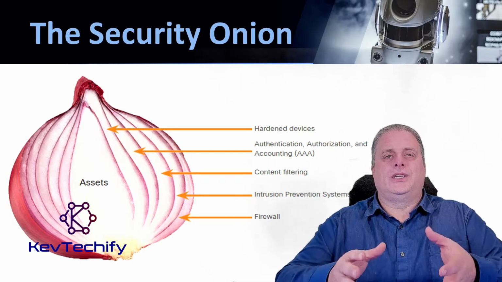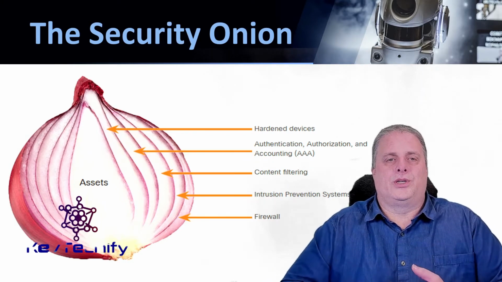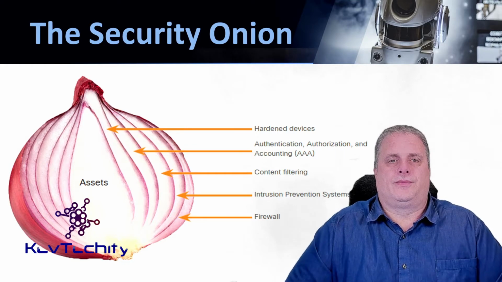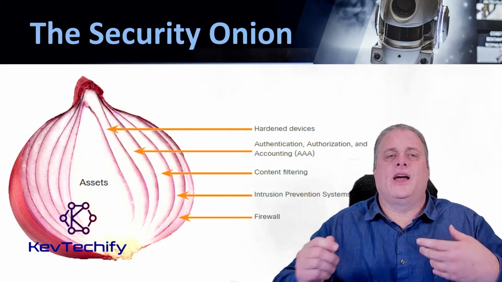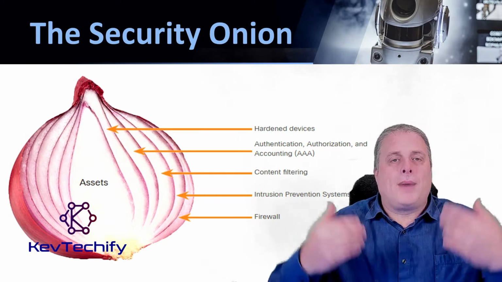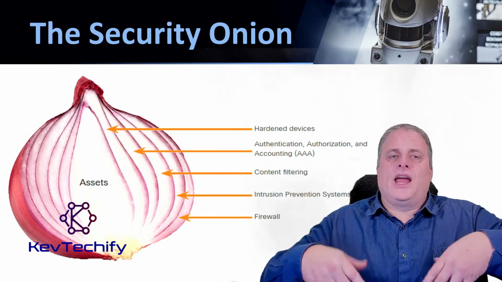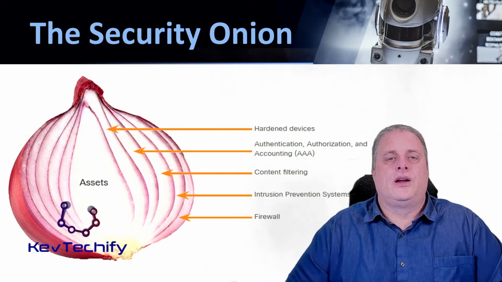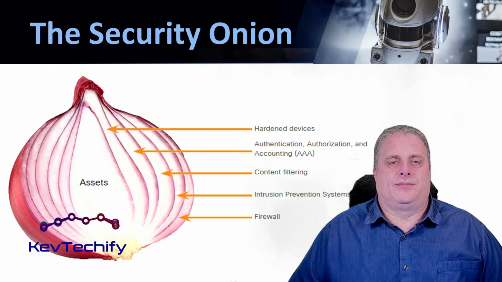A common analogy used to describe a defense in-depth approach is called the security onion. A threat actor would have to peel away at a network's defense layer by layer in a manner similar to peeling an onion. Only after penetrating each layer would the threat actor reach the targeted data system.